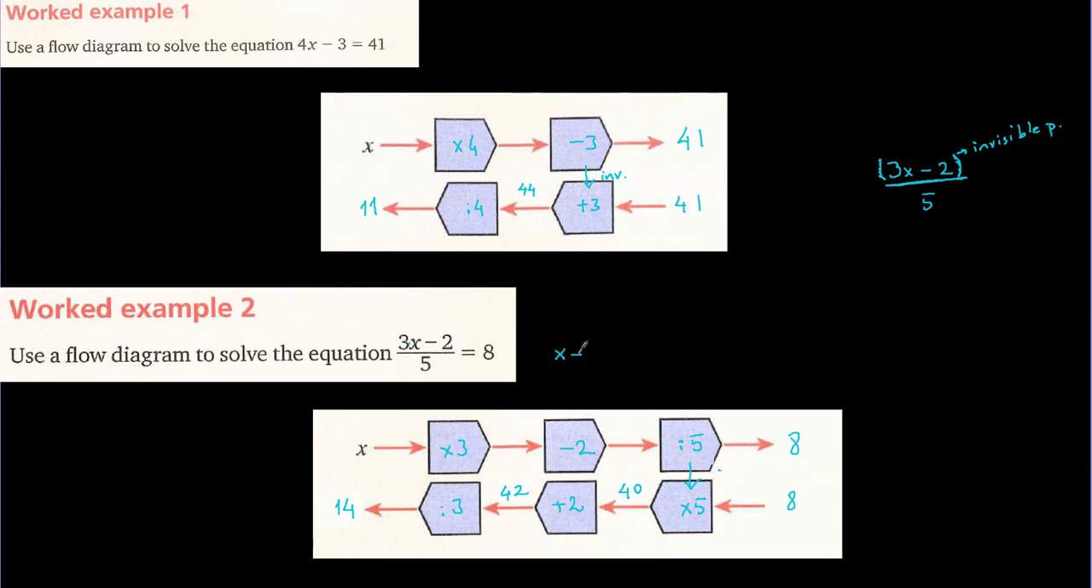So x is equal to 14 here, and x is equal to 11 here. If you check by using the formula, you are going to see the result. I mean 4 times 11 minus 3. When you check, you are going to see that 4 times 11 is equal to 44 minus 3, which is equal to 41, and you're going to see that that's true.